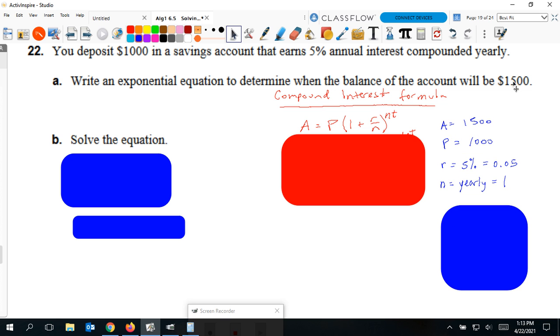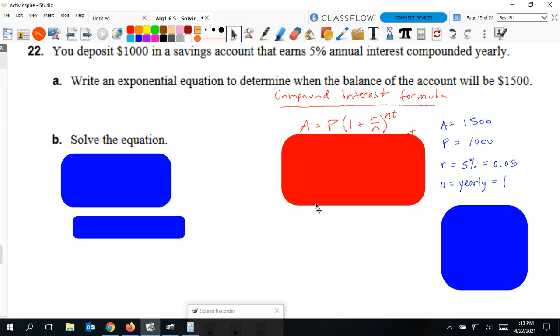For the A, this is our final balance here, 1,500. Our principal, our starting amount, is 1,000. The rate, 5%, needs to be put into it as 0.05. And the n, which is the number of compoundings, says compounded yearly, which is just once a year.